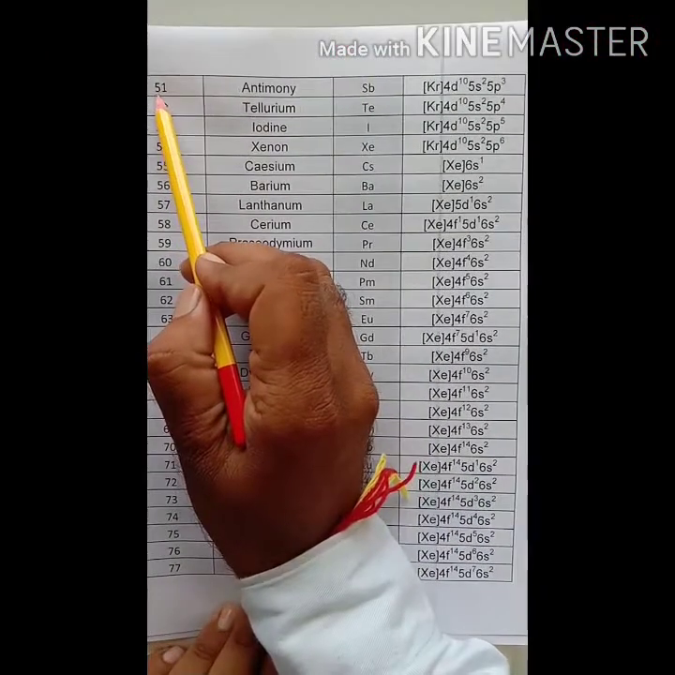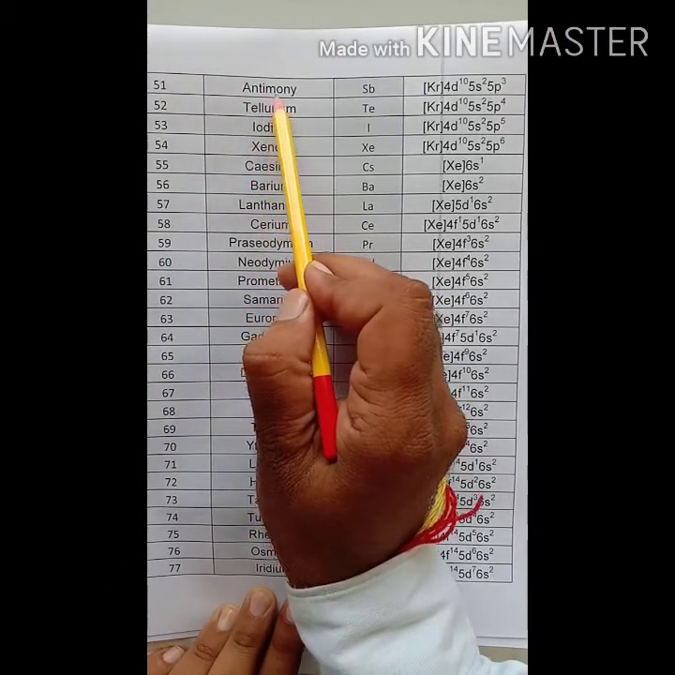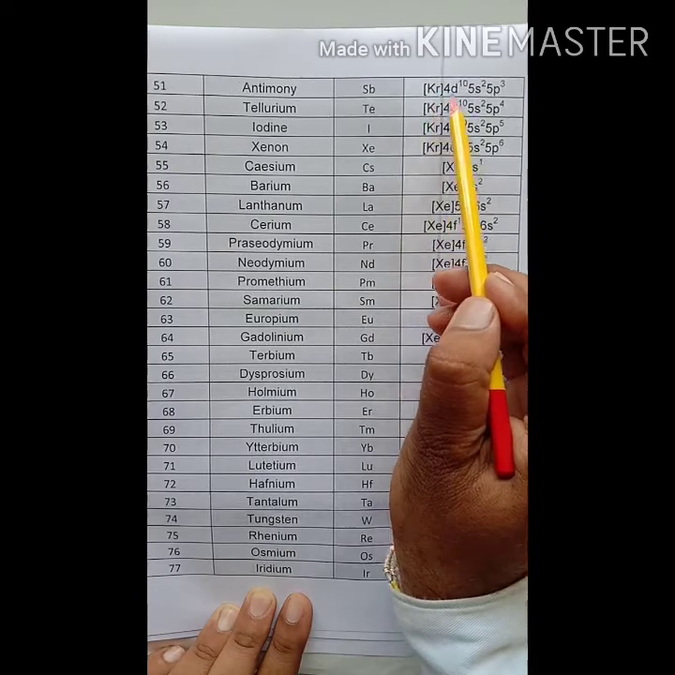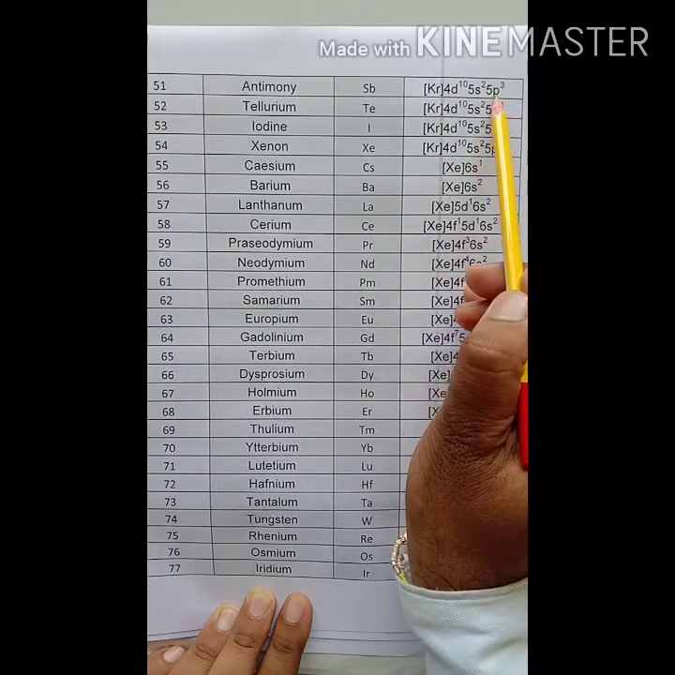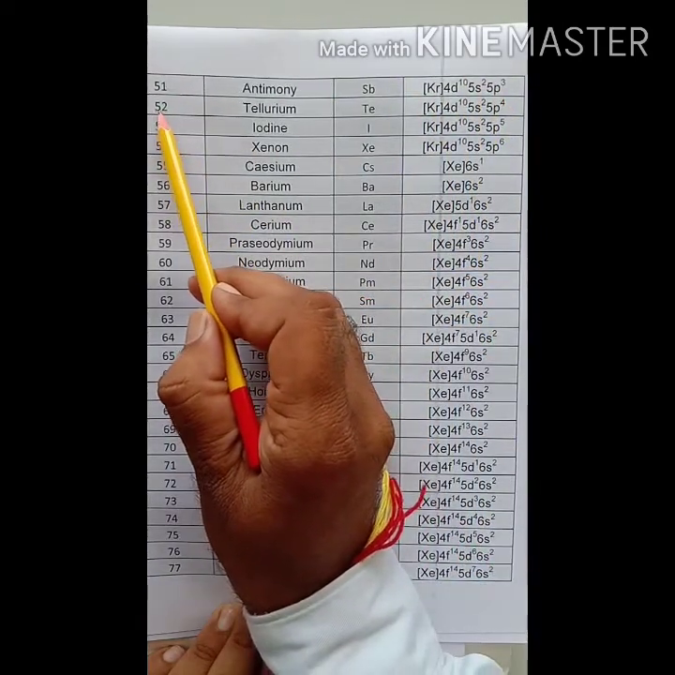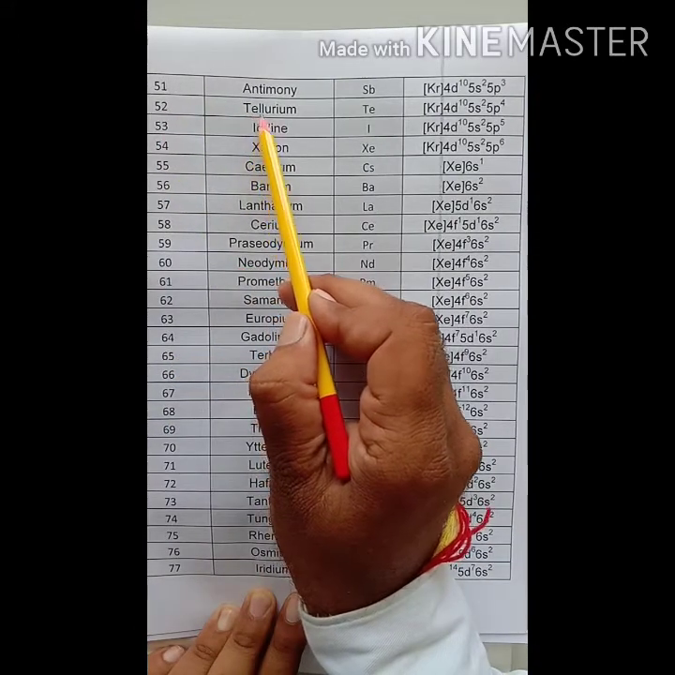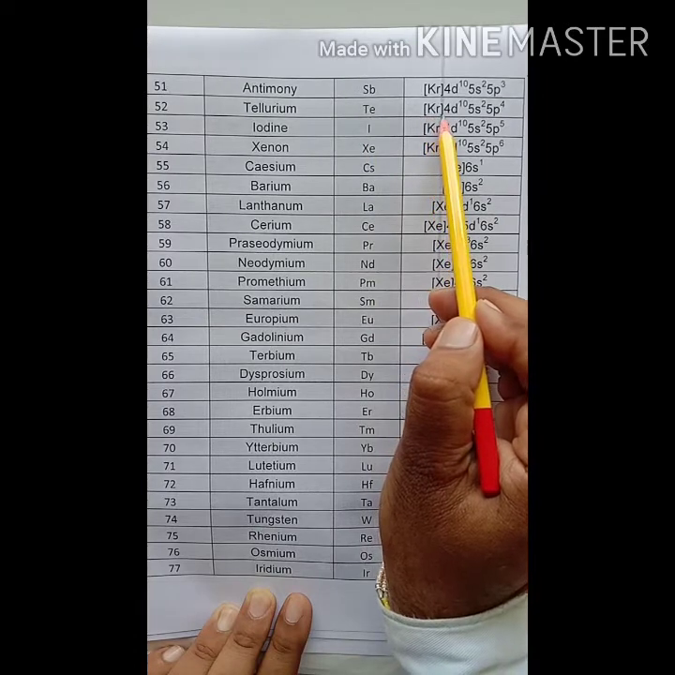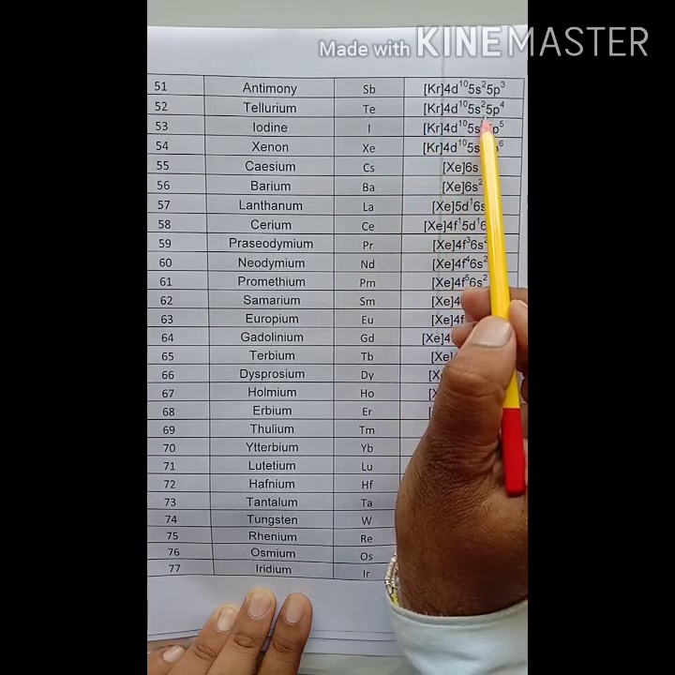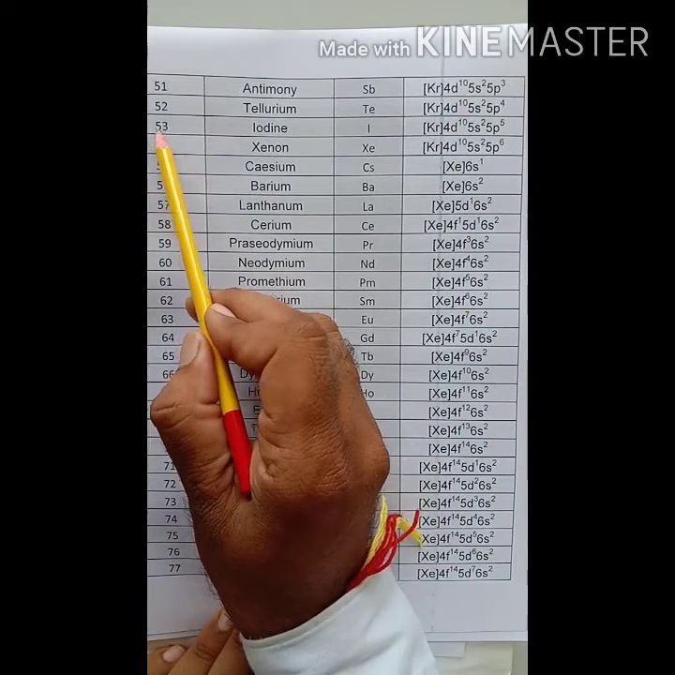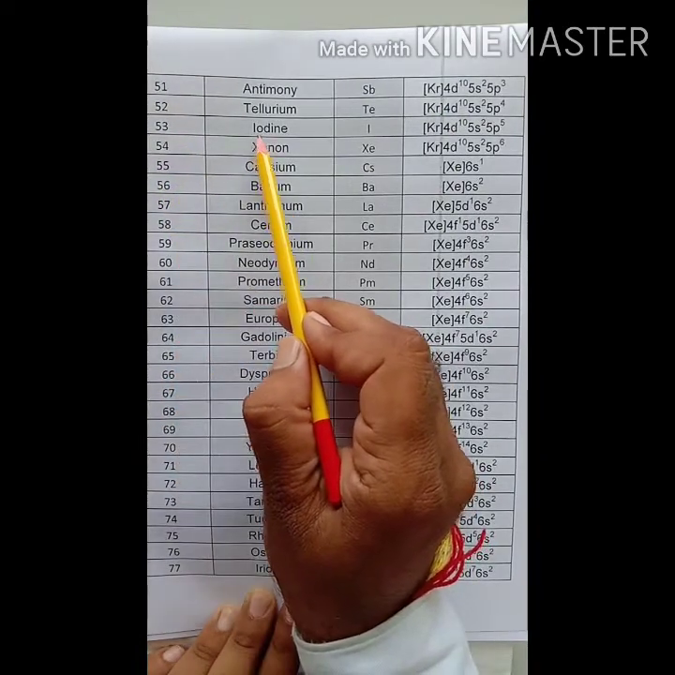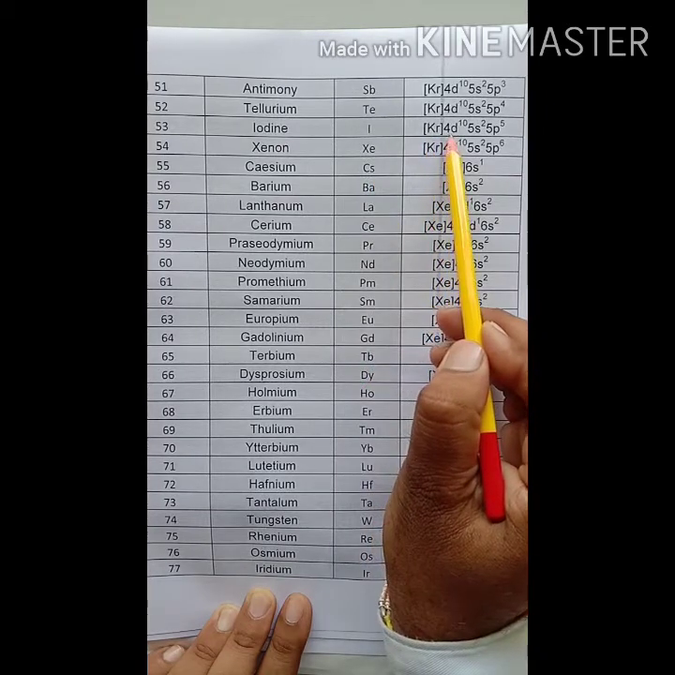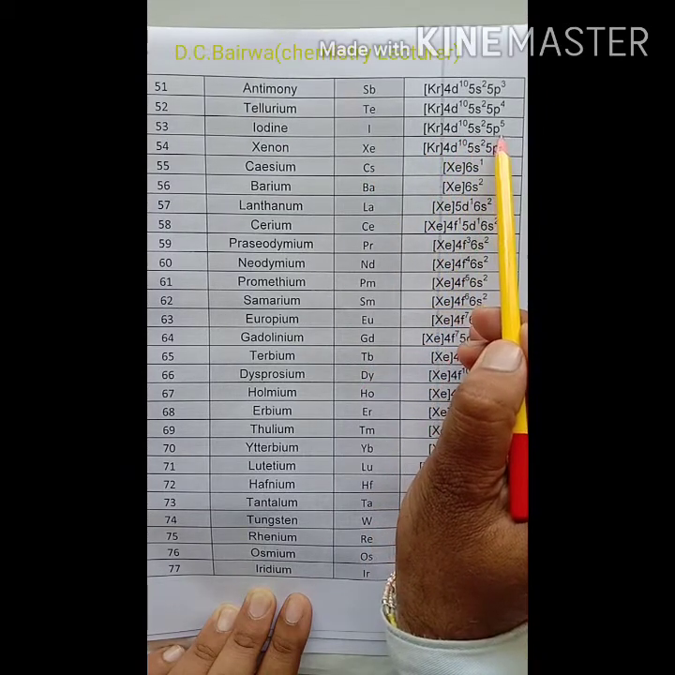Next atomic number is 51. Name of element is antimony. Symbol is Sb. Electronic configuration is Kr 4d10 5s2 5p3. Next atomic number is 52. Name of element is tellurium. Symbol is Te. Electronic configuration is Kr 4d10 5s2 5p4. The next atomic number is 53. Name of element is iodine. Symbol is I. Electronic configuration is Kr 4d10 5s2 5p5.